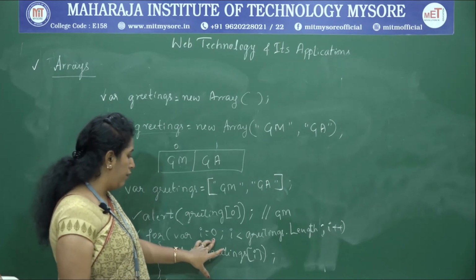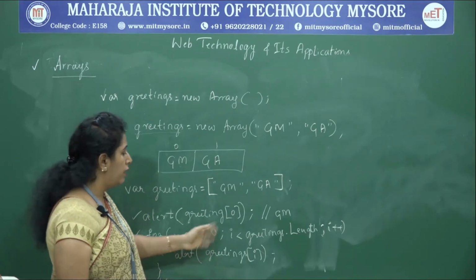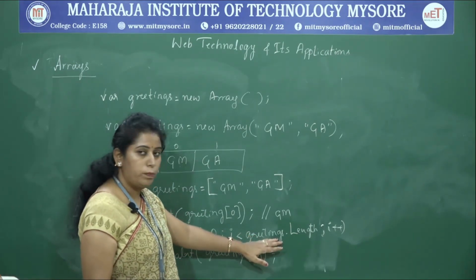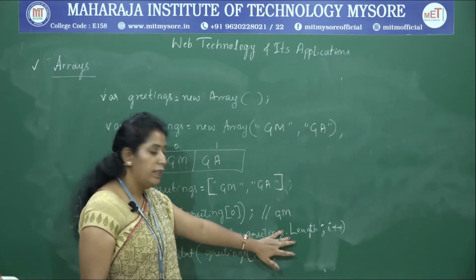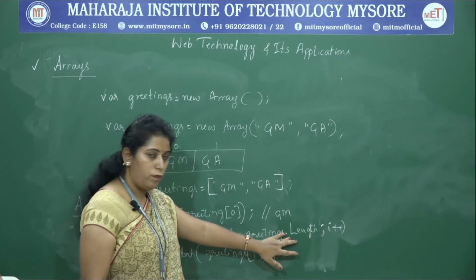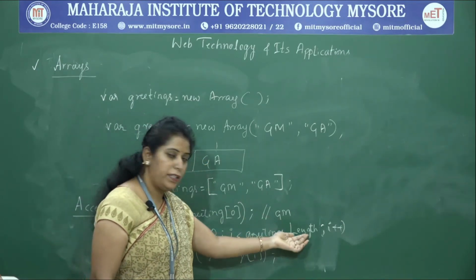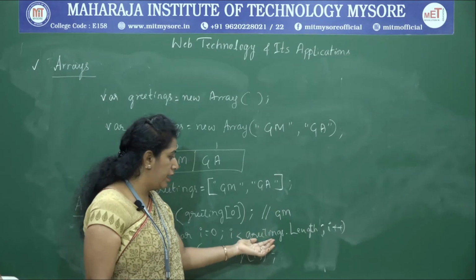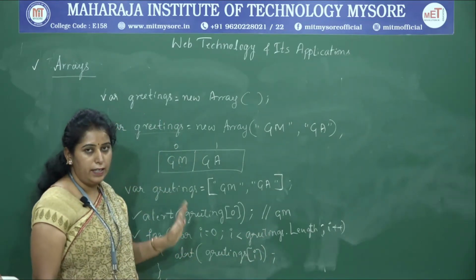Since i starts from 0, it prints the 0th index. Next, how far is it going to print the elements of an array? Until it exceeds the length of the array. So to find the length of an array, I can call the property length, of which array? Greetings array. So this is how we can access the array elements.